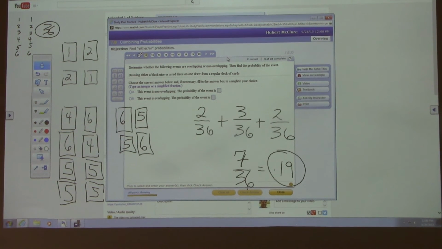Let's see. 2 out of 52. 2 out of 26, which is 1 out of 13. I'm sorry, 1 out of 13. Okay. So that's a good test question. So the answer was 1 out of 13.